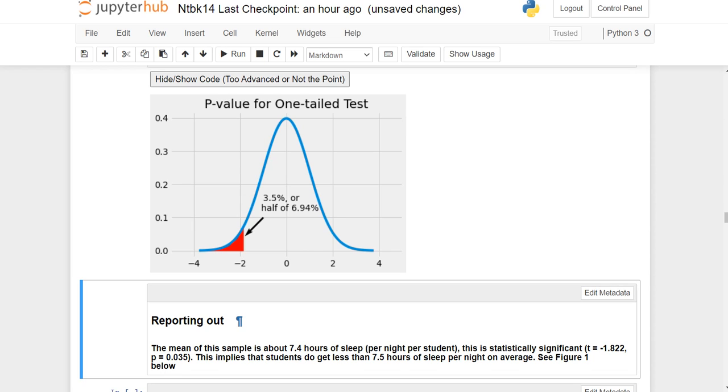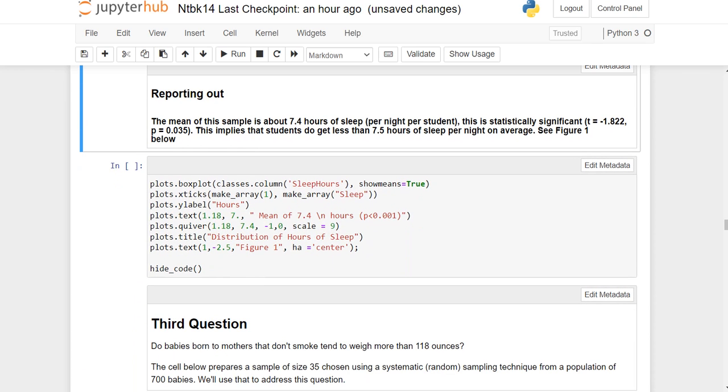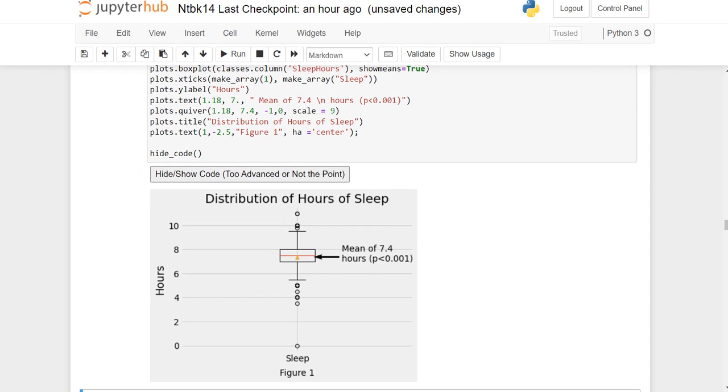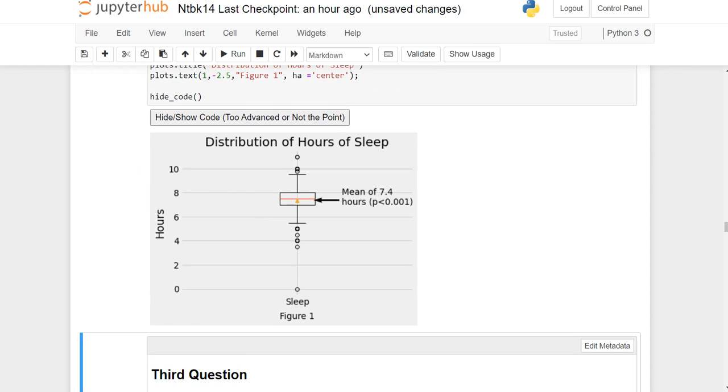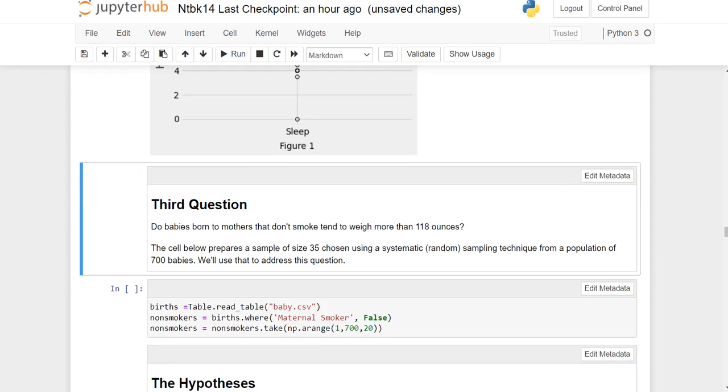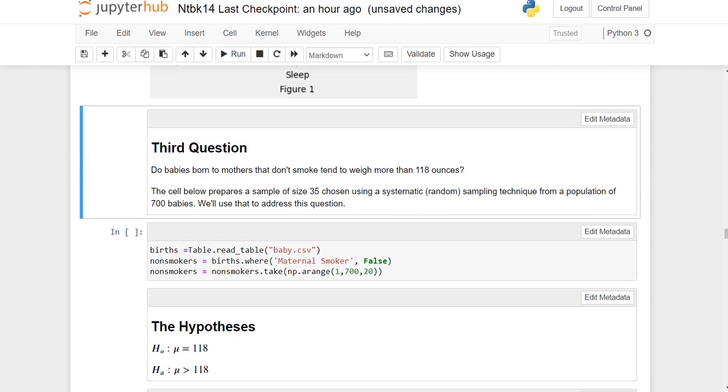And you can see in the reporting out area that they're saying exactly what I just said. That we have evidence that students do get less than 7.5 hours of sleep. We have evidence for the alternative. Why? Because we rejected the null. The null hypothesis was rejected since p was less than 0.05. Again, they've drawn the box plot so we can see exactly what's going on. So now our third hypothesis test, and then we're done.